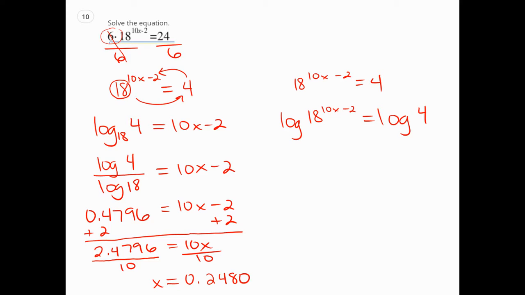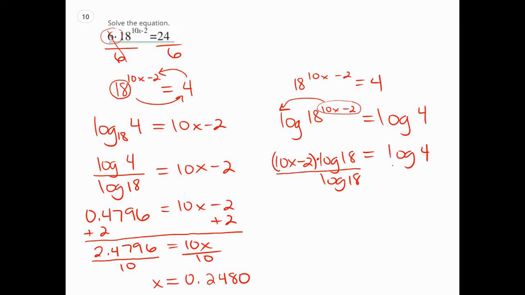Okay, then the other version I didn't finish solving. So when I log both sides on this one, I would need to take care of this power up here. So I put that in front. So I have 10x minus 2, and it goes all together like that. And then log 18 equals my log 4. Because this is multiplication, I would undo it by dividing both sides by log 18.